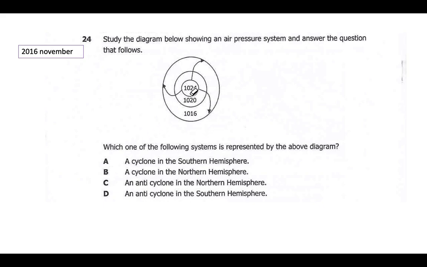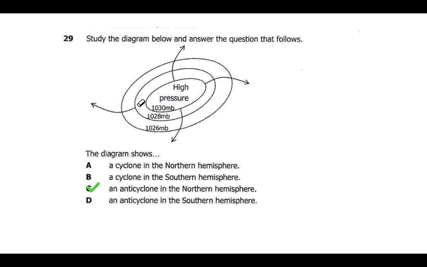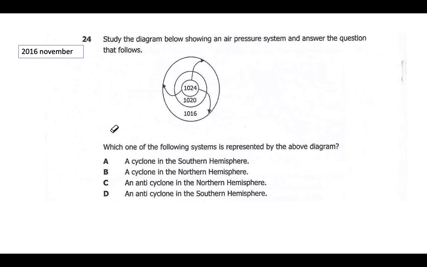The wind is coming from the point of the high pressure to this point where there is low pressure. If you look, the pressure outside is lower. If they ask which one of the following systems is represented by the above diagram, we can say this is the anticyclone in the northern hemisphere, just like the previous one. If you look at the previous one, they are just the same. Even this one here is going to the northern hemisphere.